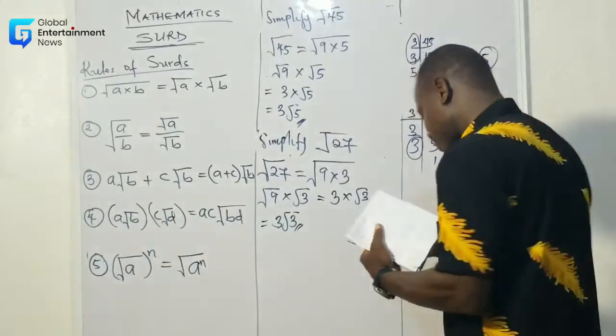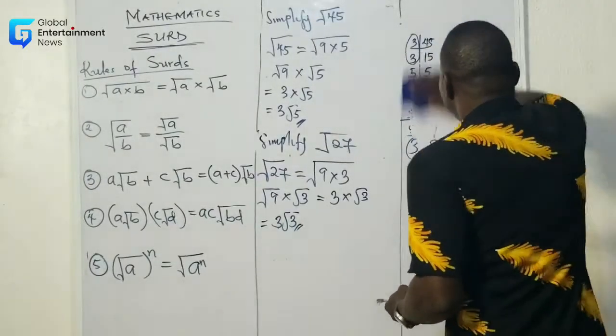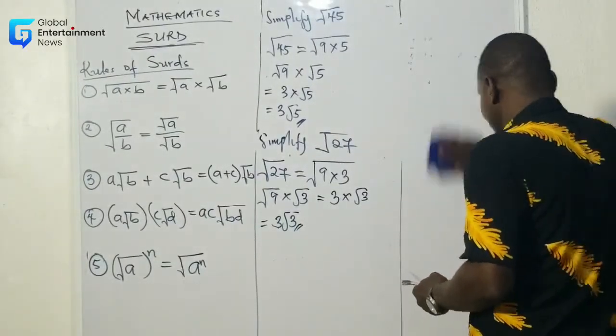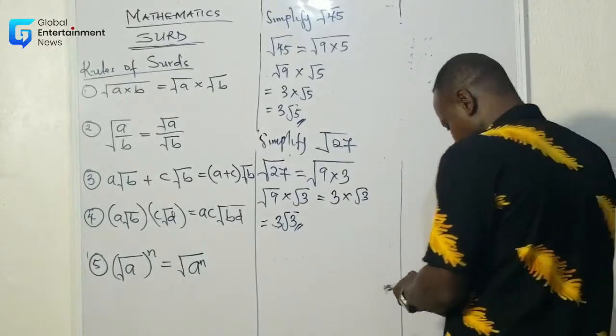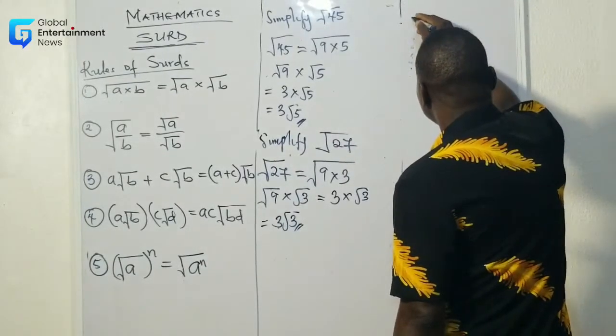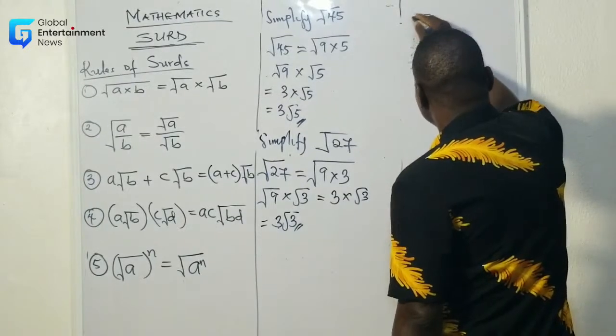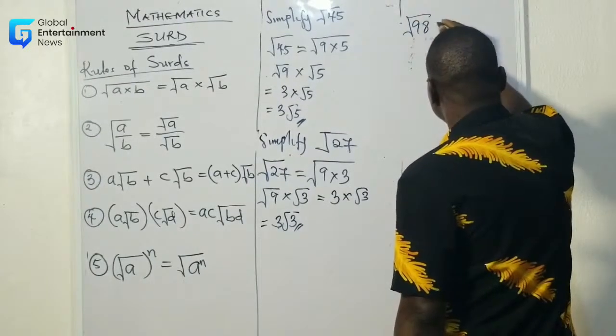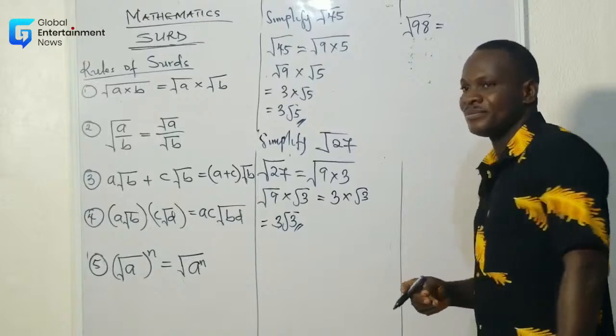Now, more examples on this. More examples. What about if we have root 98? What is root 98?